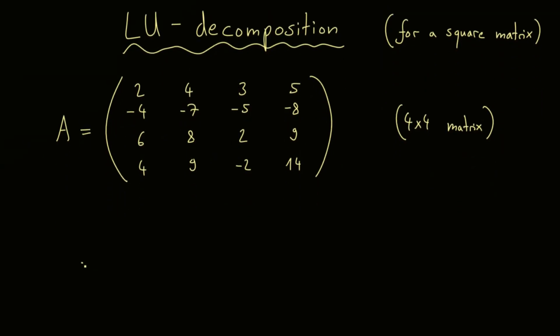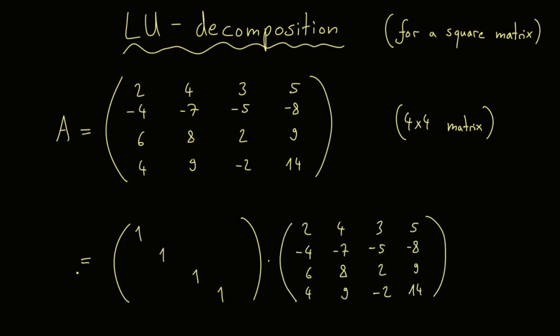The first step is always to include an identity matrix with the right size. Here it would be a 4x4 matrix, so I use 1, 1, 1, 1 on the diagonal and the rest are zeros. And on the right hand side I just copy my matrix from before. Obviously the equality still holds because we just multiply with the identity matrix. And now you see we almost have our LU decomposition here.